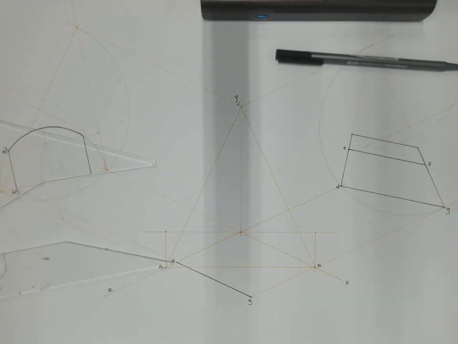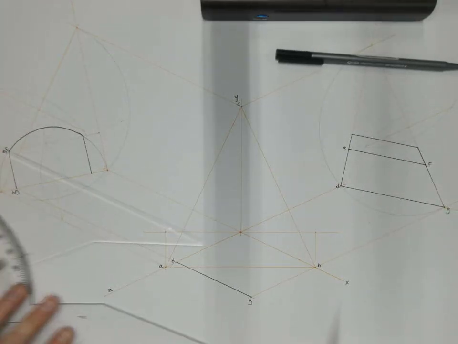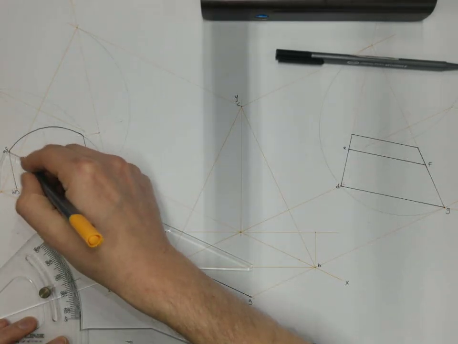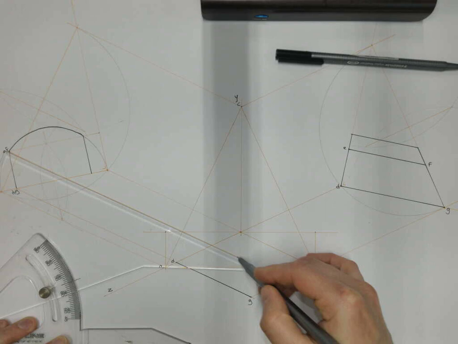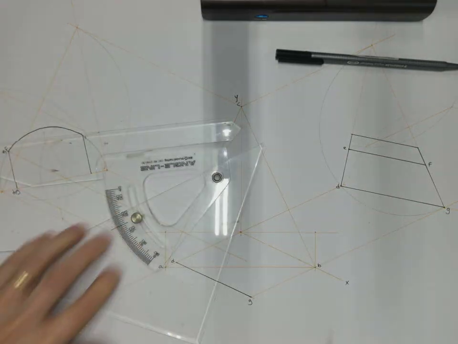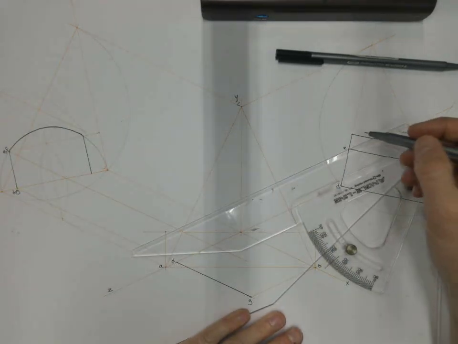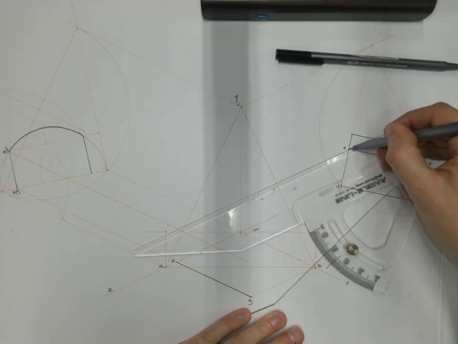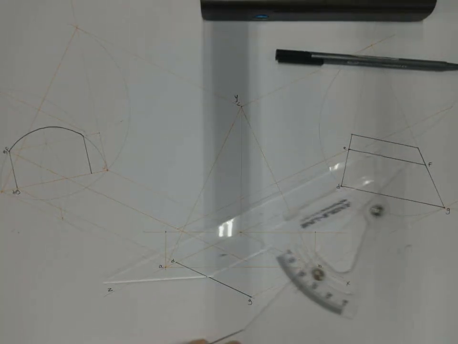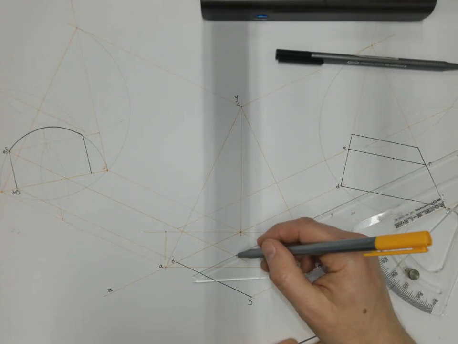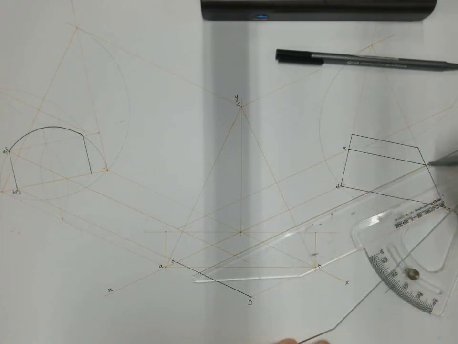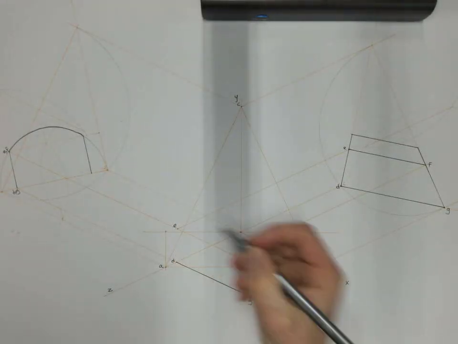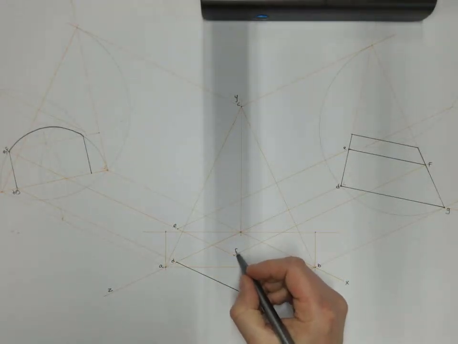Okay, I'm going to bring EF down from end view. Likewise, I'm going to bring E and F down parallel to the z-axis. So that gives me E, and that gives me F.